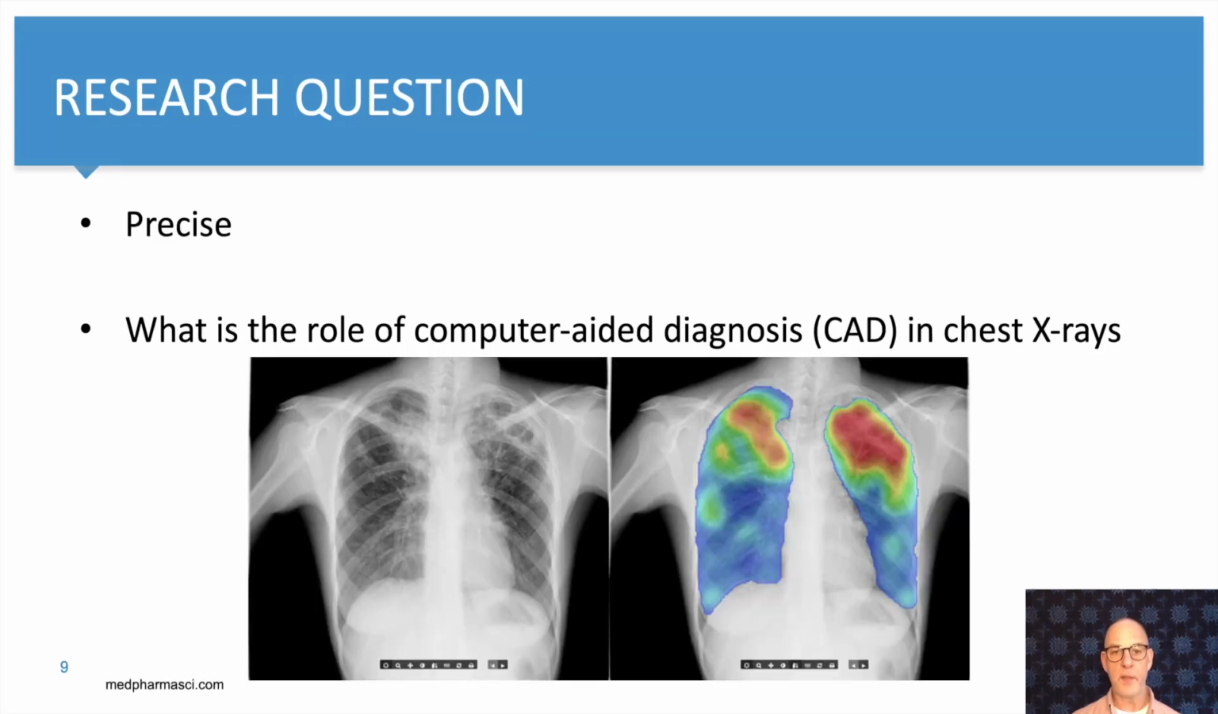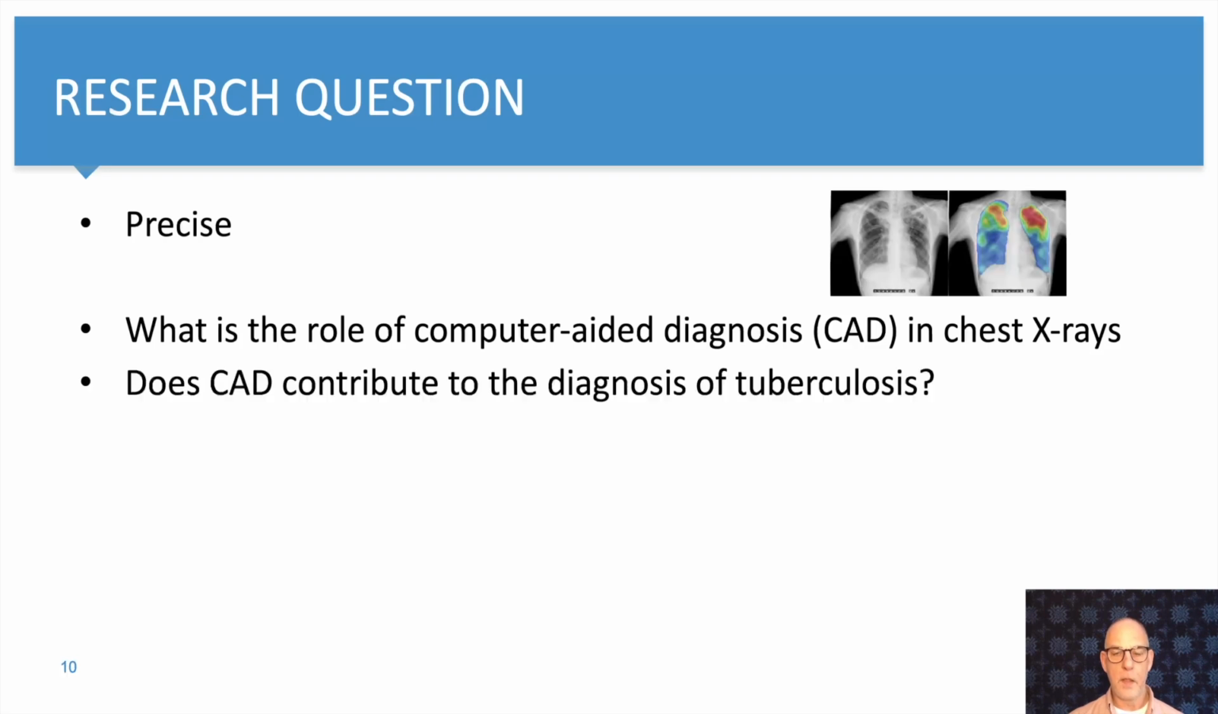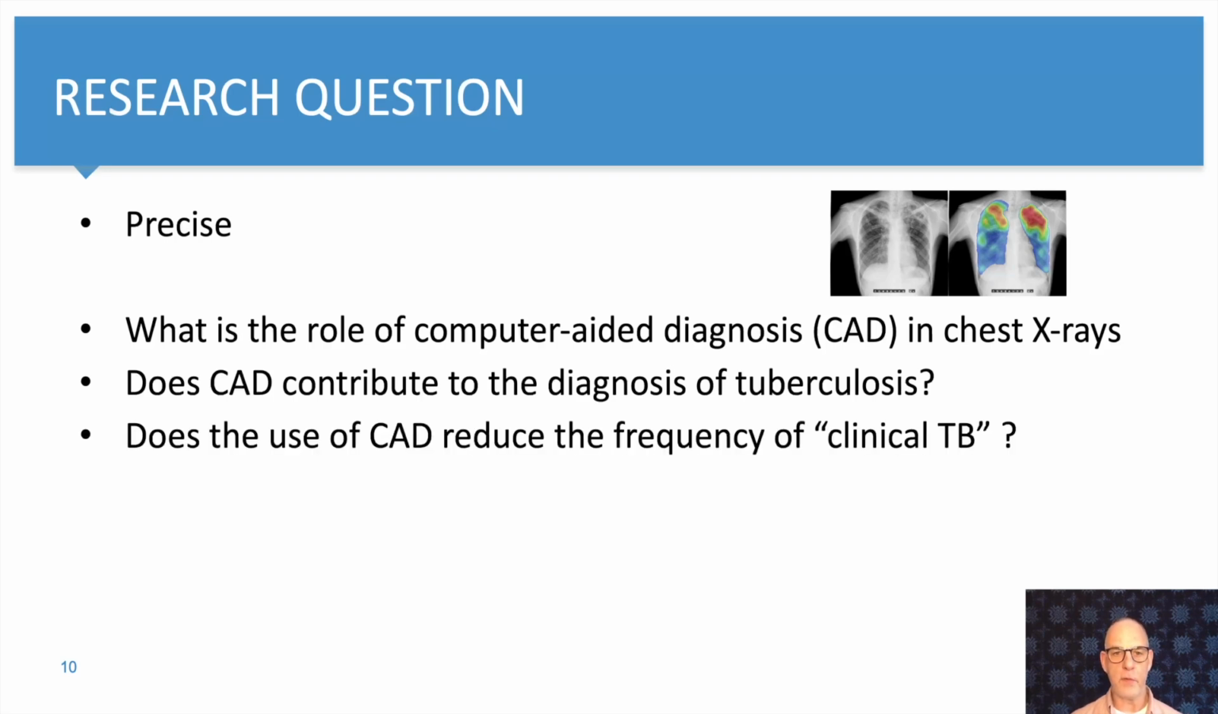One type of computer-aided diagnosis, CAD, is often used in tuberculosis, where chest X-rays from suspected patients can be read by an algorithm that then identifies areas in the lungs that are abnormal. So my first position might already be that I indicate that I'm dealing with tuberculosis. So does CAD contribute to the diagnosis of tuberculosis? But there are many forms of tuberculosis. Which diagnosis am I looking for?